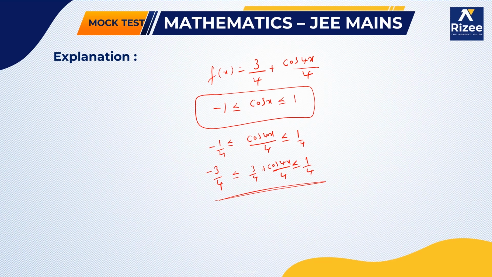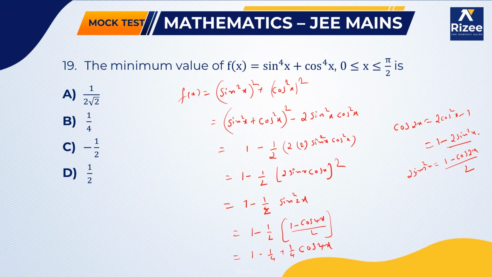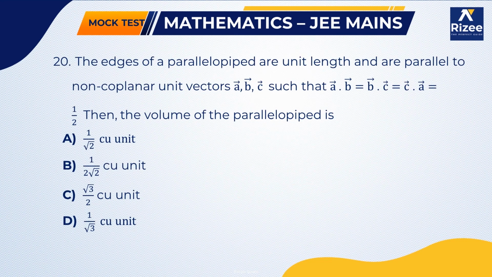The edges of a parallelepiped are unit length. Unit length means the length is 1 centimeter or 1 cubic. Parallel to non-coplanar unit vectors a, b, c are the vectors. a dot b, b dot c, c dot a is equal to how much? 1 by 2. Then the volume of the parallelepiped.